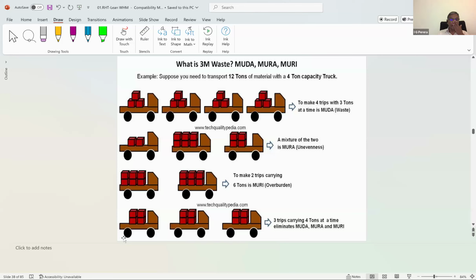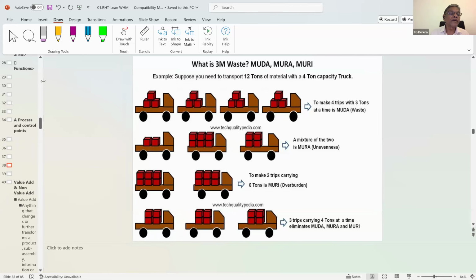Can you see it now? Yes, yes. Okay, very good.